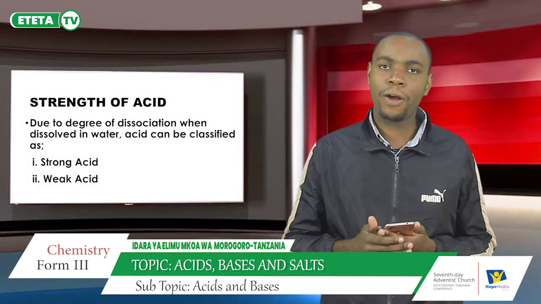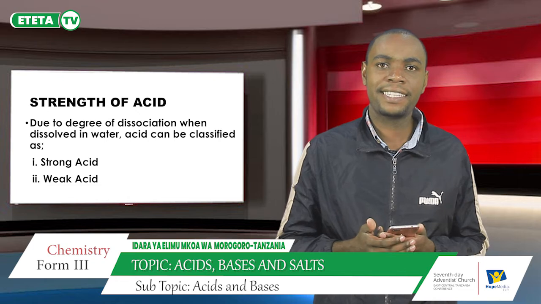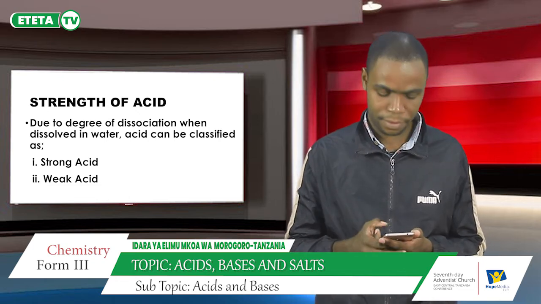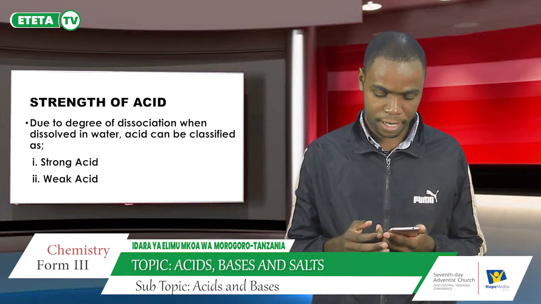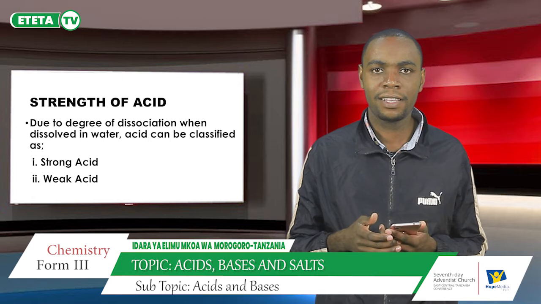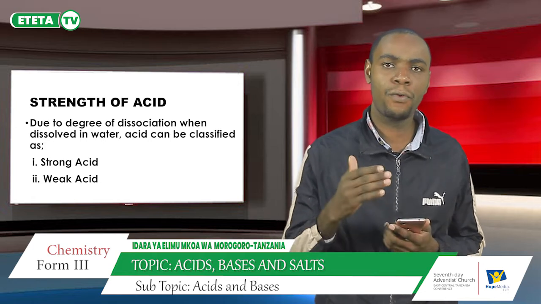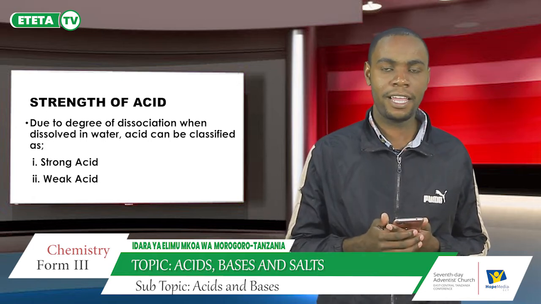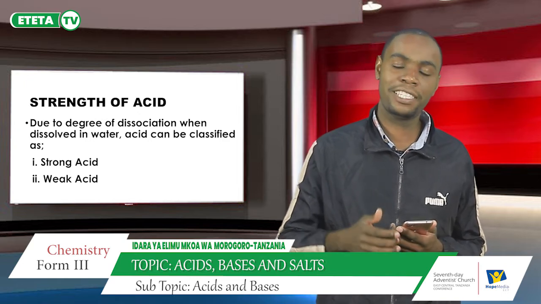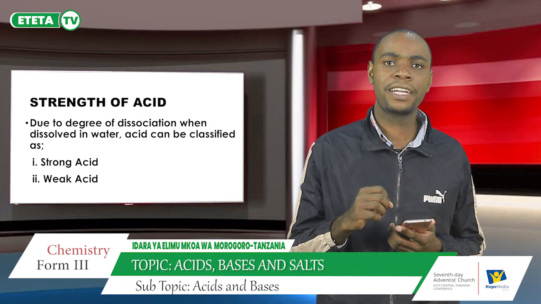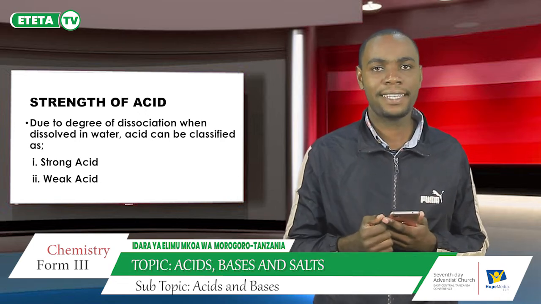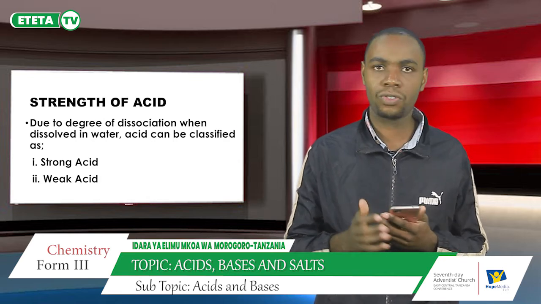After that, we are going to discuss another thing which is called the strength of acid. Due to the degree of dissociation when dissolved in water, acids can be classified as strong acid and weak acid. Here we look at the degree of dissociation when the acid dissolves in water. So when dissolved in water, the acid can be classified as strong acid or weak acid. Now, starting with strong acid.